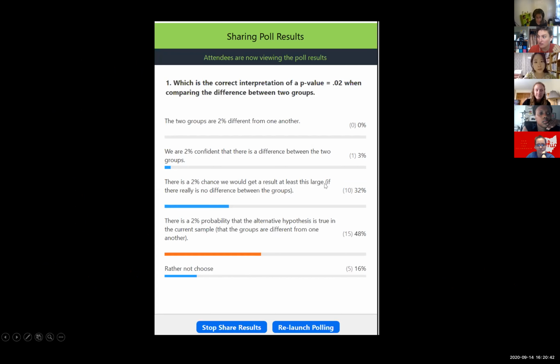groups. Now I want the 48% of you who answered this one to know that this is a very common misconception of the way that this works. And I sprung it on you and you had like 1 minute to look at it. So don't feel bad. So this is the correct answer, and these are all really common misunderstandings of the way p-values work.